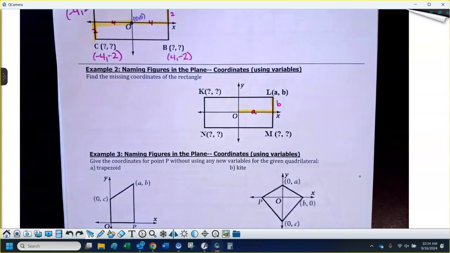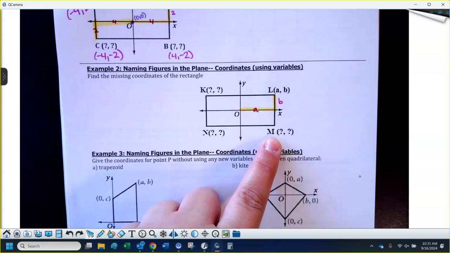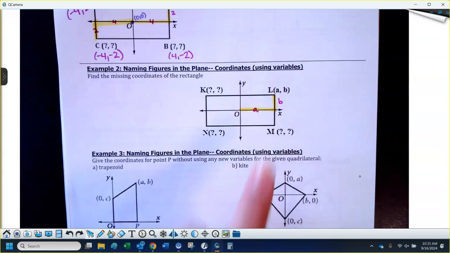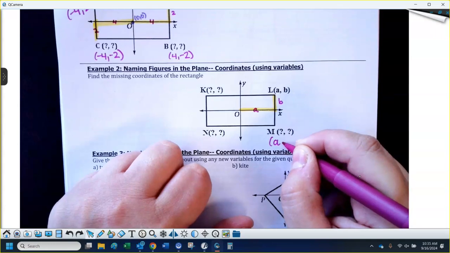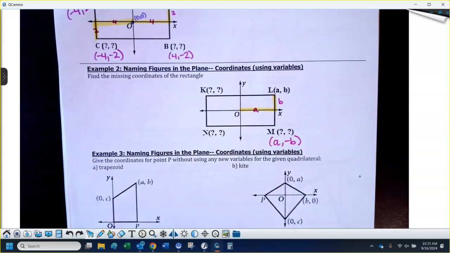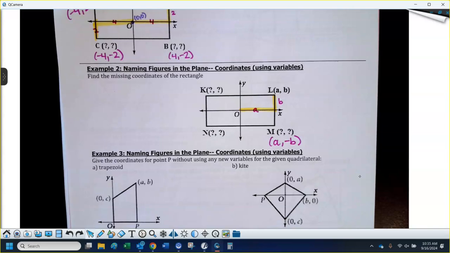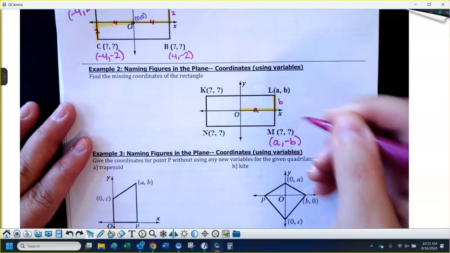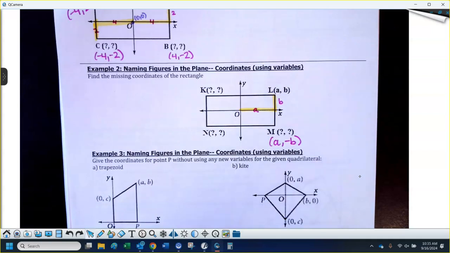Could you tell me the coordinates of point, let's say M, without using any new variables? What would the coordinates of that point be? Point M. Exactly. How'd you get that? Exactly, the B goes down. You're going over the same distance to the right, but to get to this point, you've got to go down. That distance is B, but because we're going down to get to it, we just put a little negative in front of it. That's literally all it is.